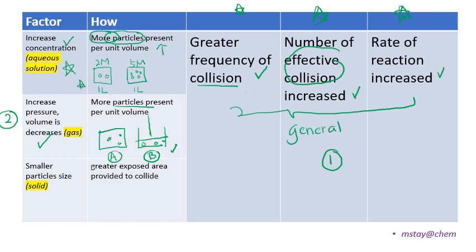and finally the rate of reaction will also increase. The third factor is the particle size, which normally involves reactant in solid form. A smaller particle size means that the exposed area is greater. So when the exposed area is greater, the chance of collision is increased, effective collision will be increased, and finally the rate of reaction will increase as well.